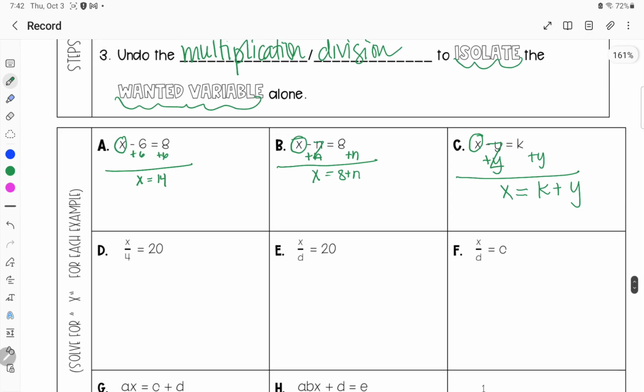But in each case, you'll notice I've got my x, or whatever variable I'm solving for, on one side, and anything that wasn't an x is on the other side. I did not keep them all on the same side.